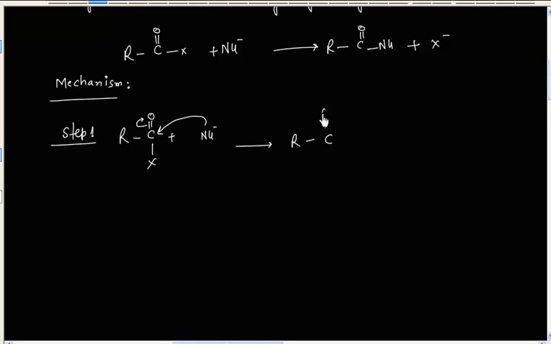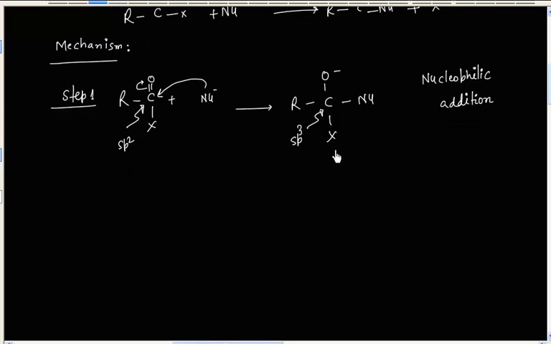First step is nucleophilic attack, and this is the addition step. So this is nucleophilic addition. Initially this carbon is sp2 hybridized, and finally this is sp3 hybridized. Now this intermediate is also called a tetrahedral intermediate.